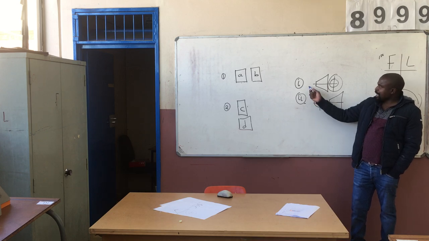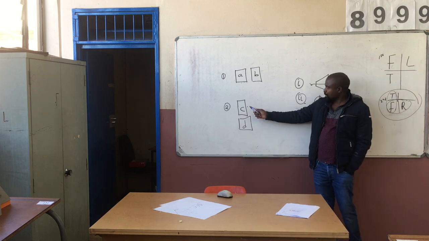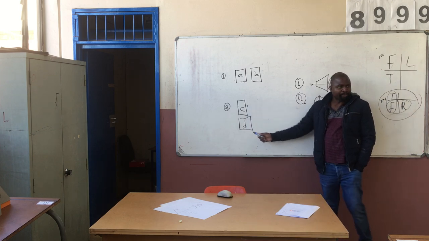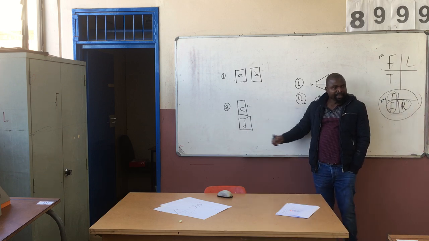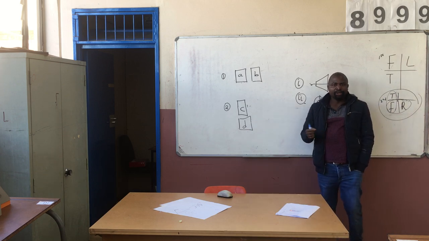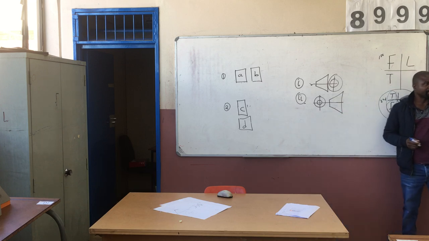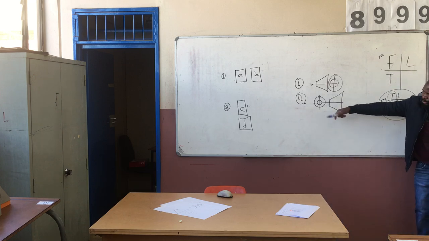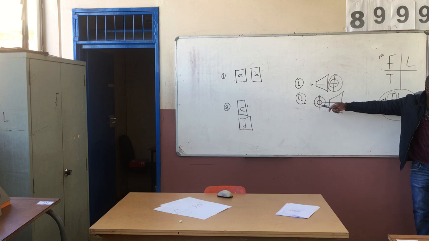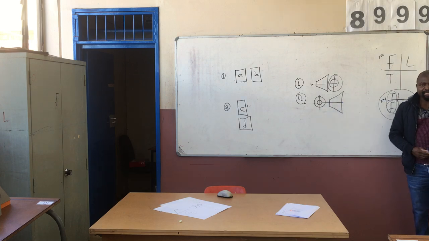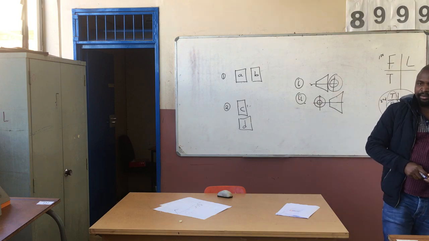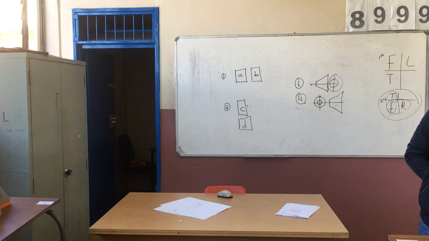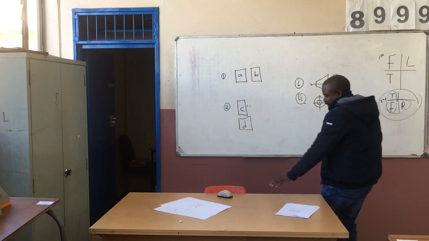So, if you have noticed, under Roman figure one, you were saying this one is a front, this one is a top. But under Roman figure two, you're saying this is a top, this is a front. Meaning, for you to know the symbol is very important. Before you can tell which view is which, you must understand the symbol. We are together, right? Yes. Okay.